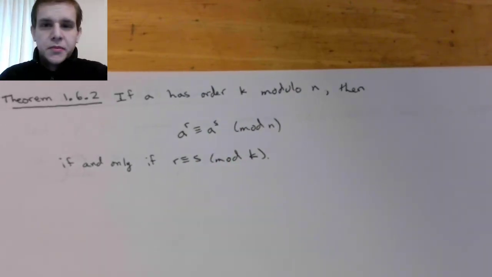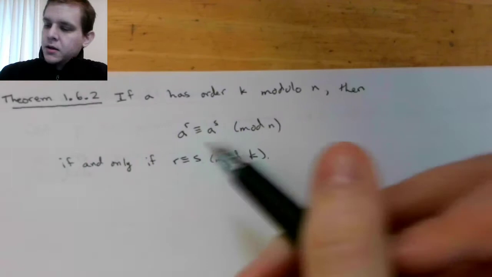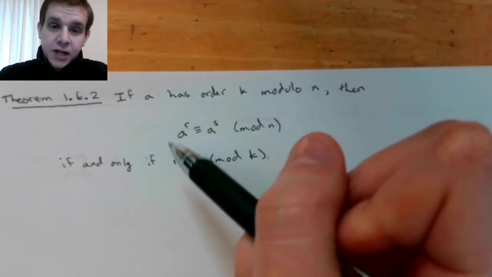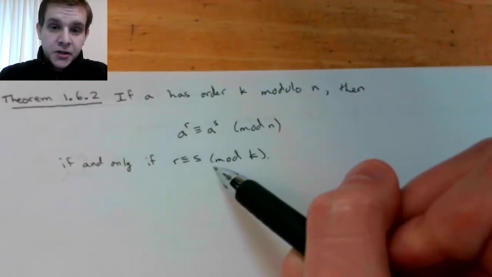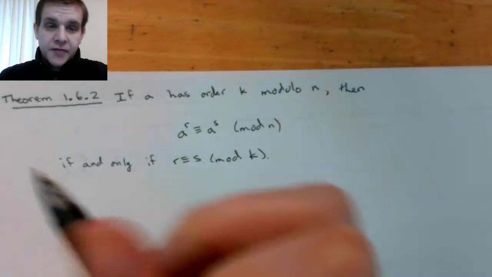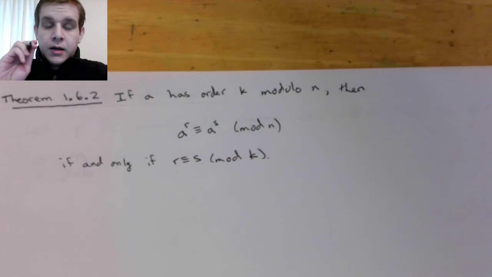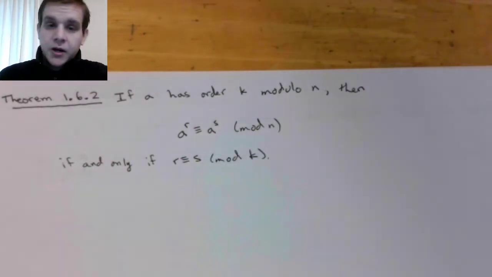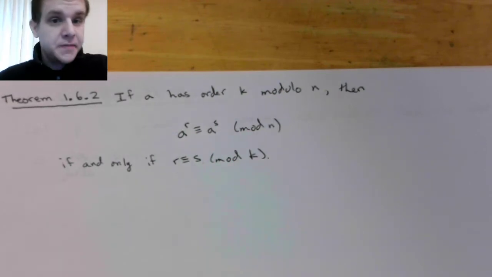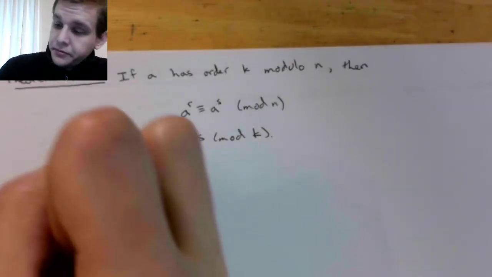Okay. So again, this is an if and only if statement. So I have 2 things to prove. The first thing I have to prove, the easier thing, will be the right-hand side to the left-hand side. I'll prove that if r is congruent to s mod k, then I have this congruence. And the second thing I'll prove is that if I have this congruence, then r is congruent to s mod k. And it's exactly this cycle picture. So, proof.